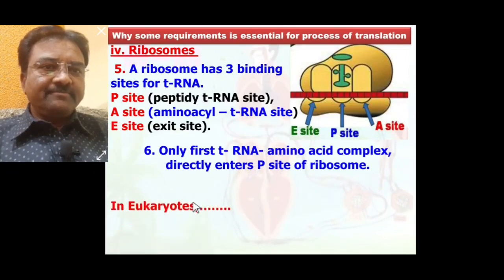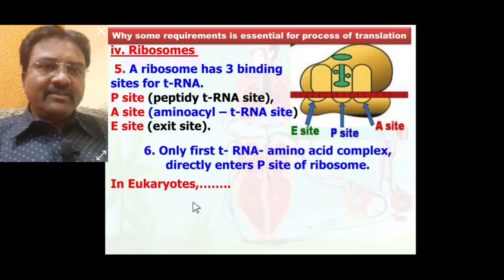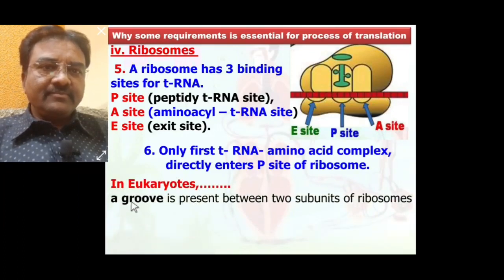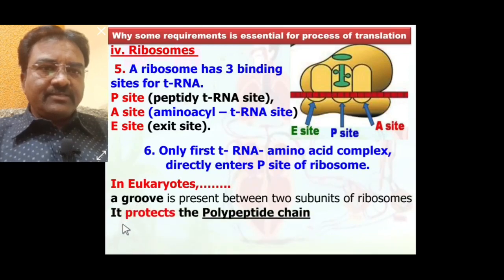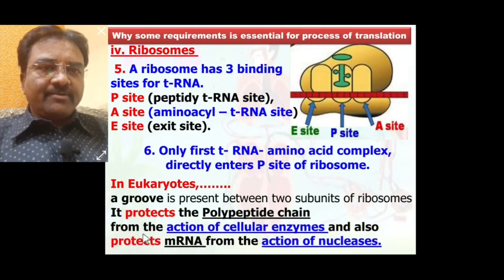Always remember, in eukaryotes a groove is present between the two subunits, the larger subunit and the smaller subunit of the ribosome. This groove helps to protect the polypeptide chain from the action of cellular enzymes.